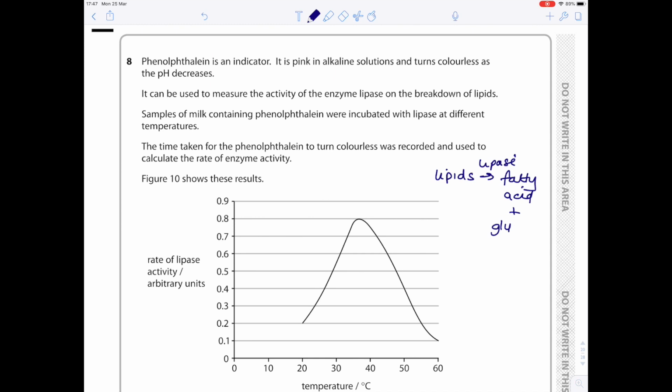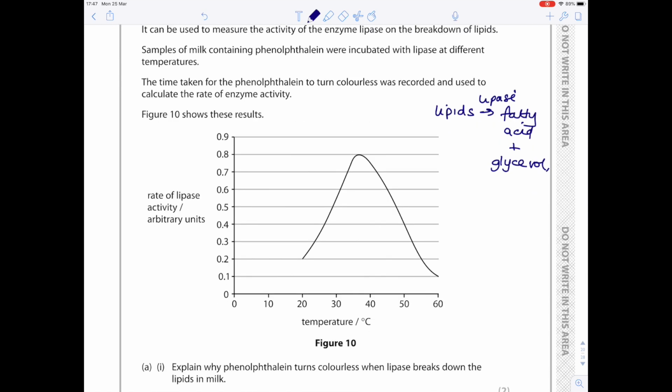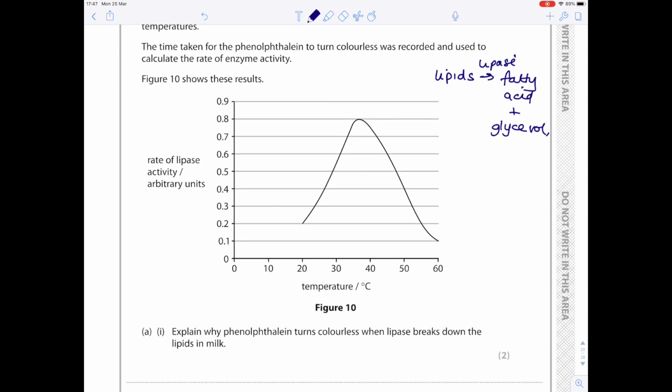Biology. Anyway, I digress. Samples of milk containing phenolphthalein were incubated with lipase at different temperatures. The time taken for the phenolphthalein to turn colourless was recorded and used to calculate the rate of enzyme activity. Explain why phenolphthalein turns colourless when lipase breaks down the lipids in milk.